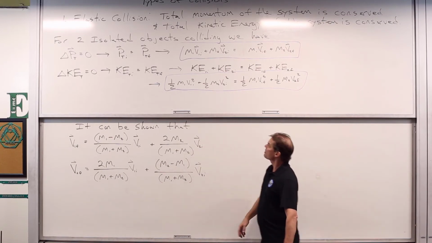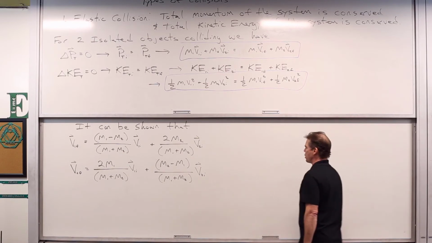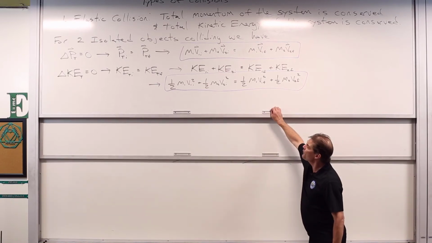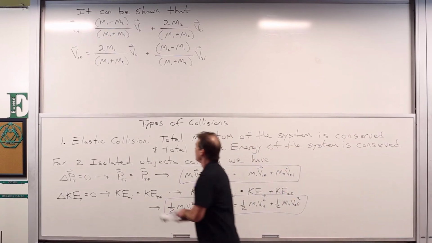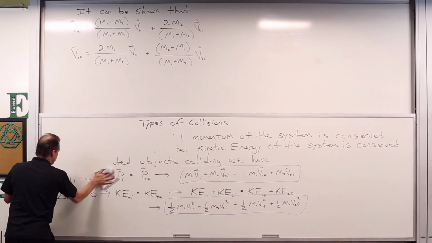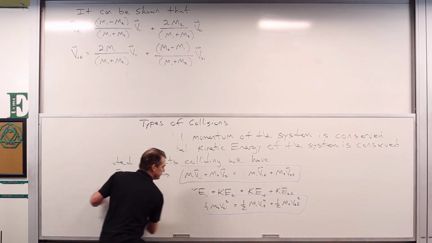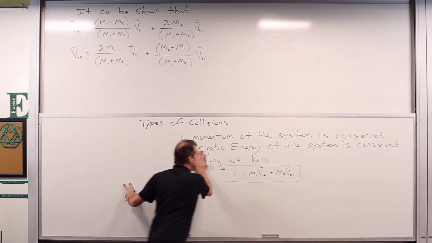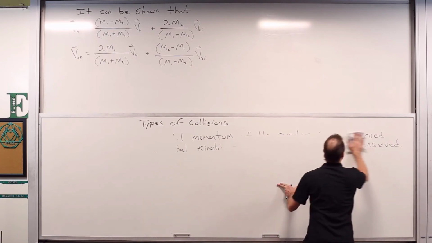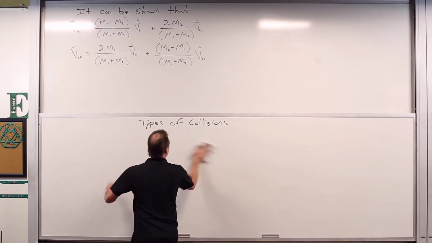That's our first type of collision that we can have, the elastic collision. And then we'll go on to the second, and then the third. The second type of collision, a little bit more realistic, is called the inelastic collision.